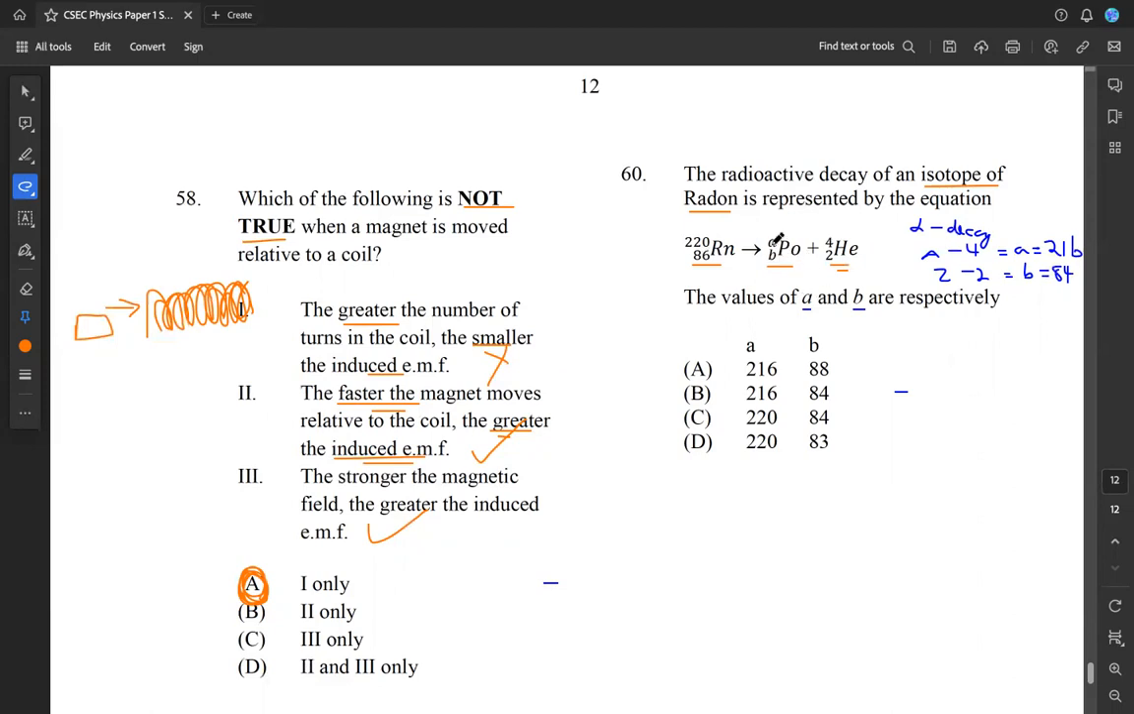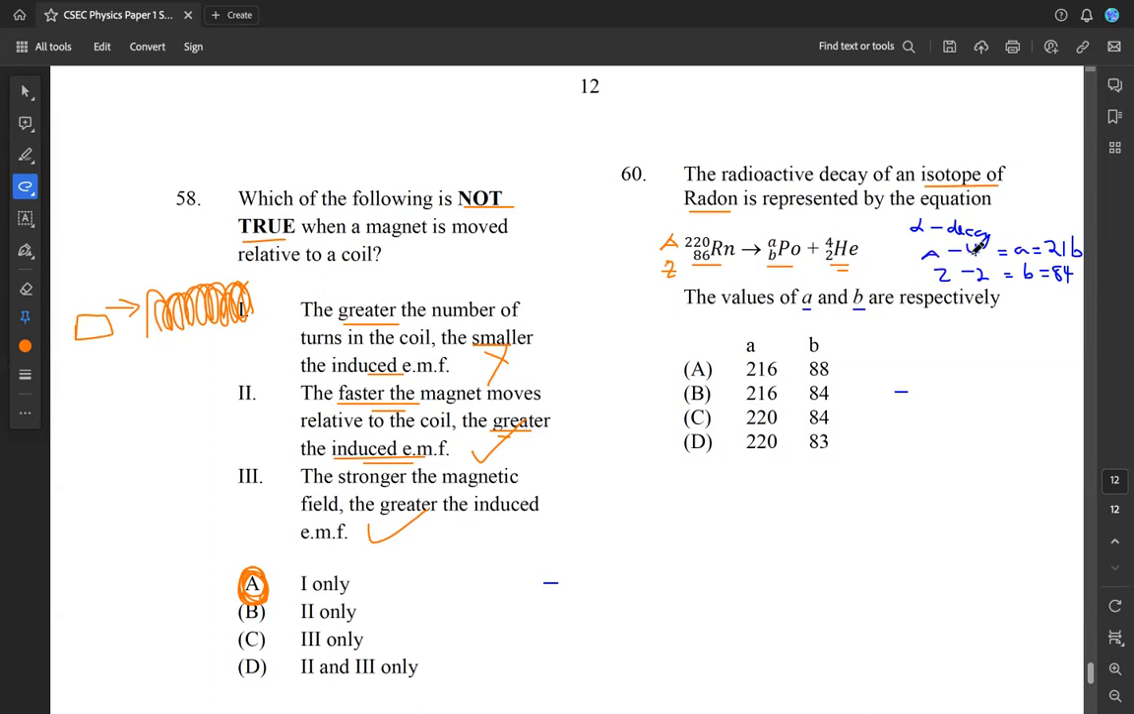The way we're going to approach this is, we know that whenever we have alpha decay, the mass number, which in this case is 220, is going to decrease by 4 because we're emitting a helium nucleus, and then we'll end up with A. The atomic number Z, which in this case is 86, is going to decrease by 2. So when that happens, Z minus 2, we're going to end up with this value of B here for polonium's atomic number.